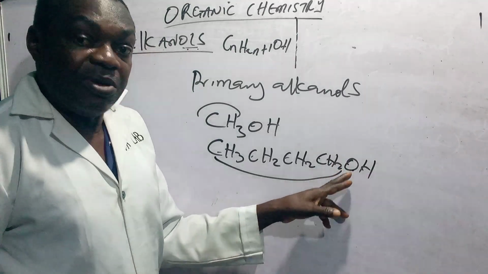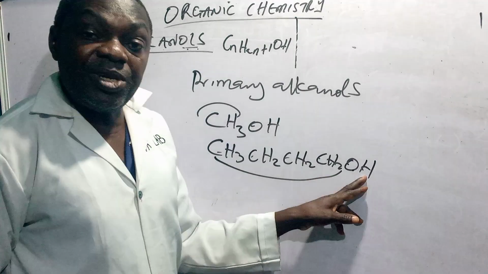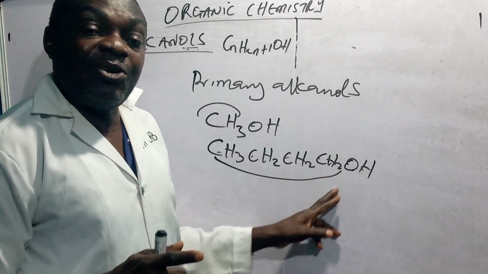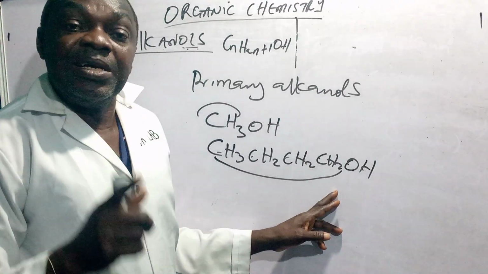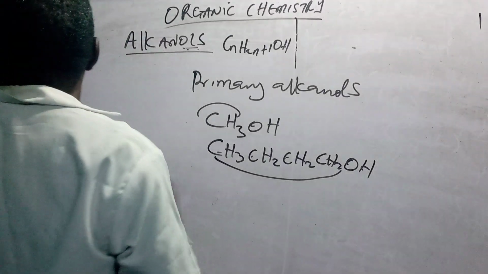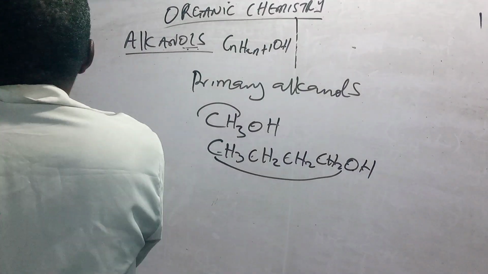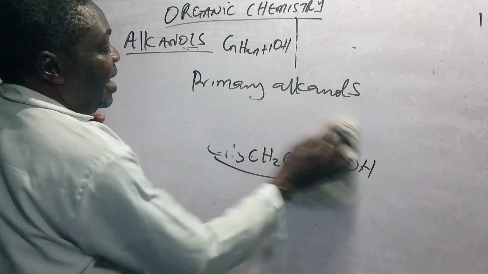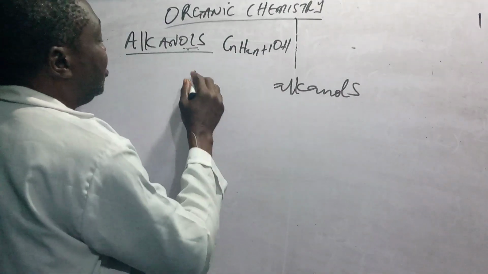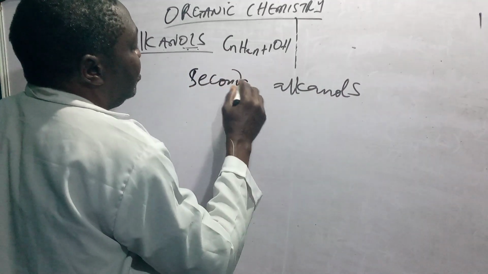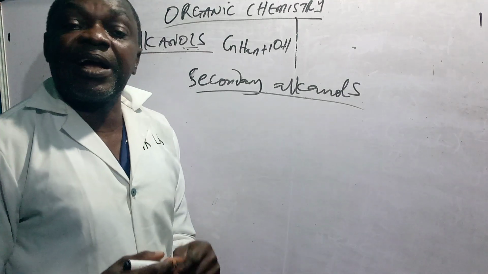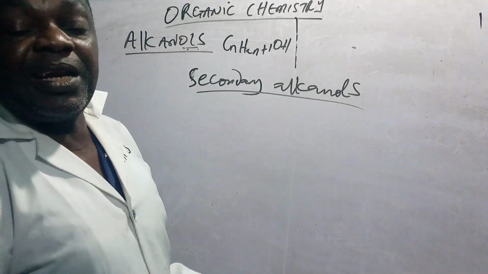Remember, it's called butanol: a butyl group attached to one OH group. Butyl, because it's an alkyl that has lost one hydrogen atom. So no matter how long or short, so long as it's an alkyl group attached directly to one OH group, it is a primary alkanol. Then we also have the secondary alkanol. Remember, we are classifying based on the position of the OH group. Secondary alkanols have two alkyl groups attached to the carbon atom carrying the OH group.